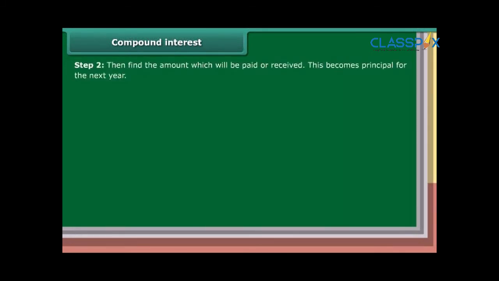Step 2. Then find the amount which will be paid or received. This becomes principal for the next year. Amount at the end of first year is equal to P1 plus SI1, which is equal to rupees 24,000 plus rupees 1200, which is equal to rupees 25,200, which is equal to P2.